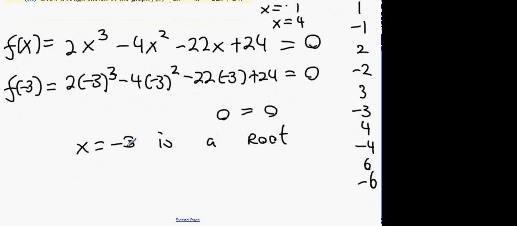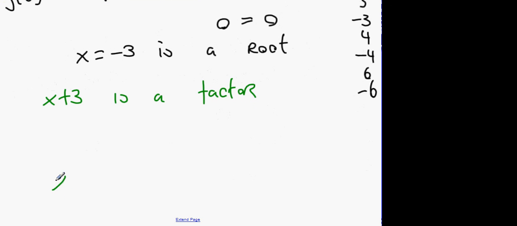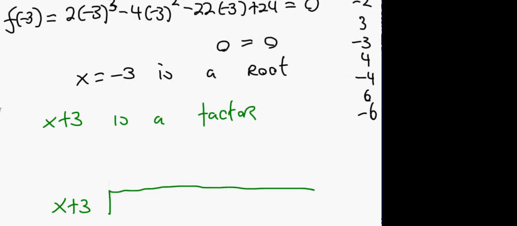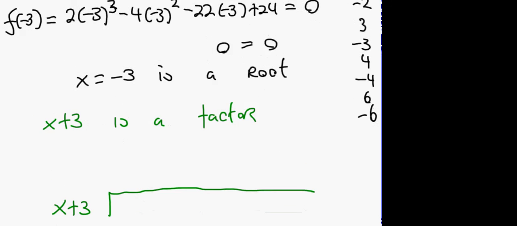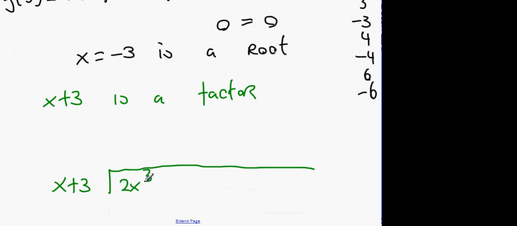Now we know that x = -3 is a root. This means that x plus 3 is a factor. And now all I have to do is my long division. X plus 3 into 2x cubed, minus 4x squared, minus 22x, plus 24. Now stop there. Divide it in.